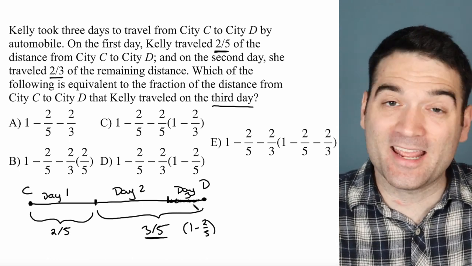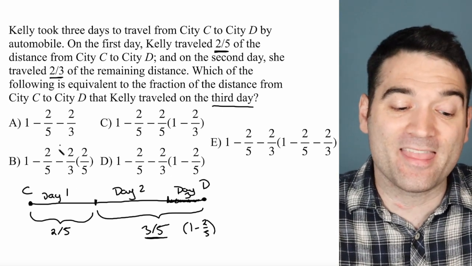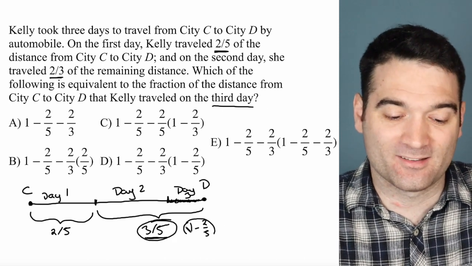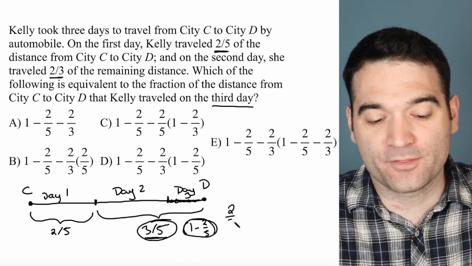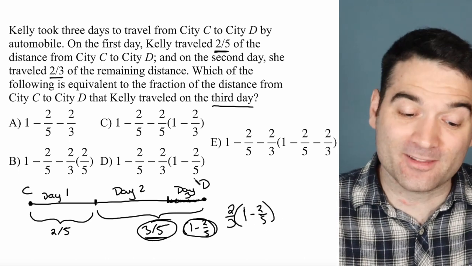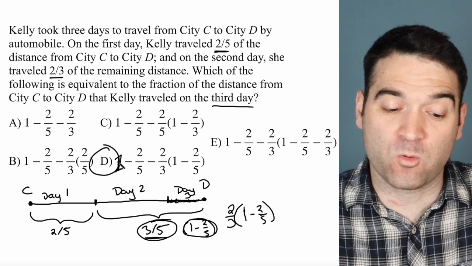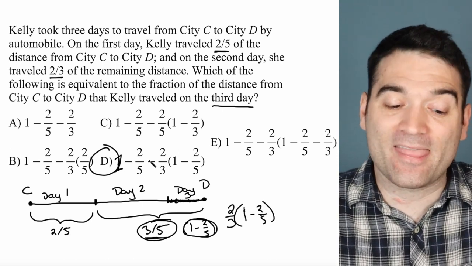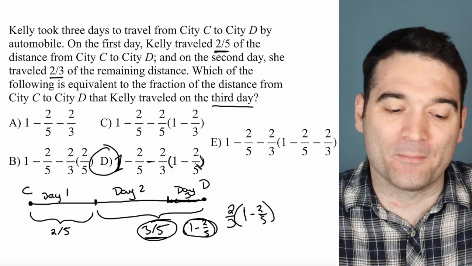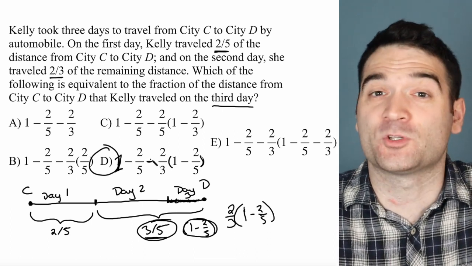Now, to find day 3, we just subtract out day 1 and day 2. We subtract out 2/5 as we do for all of these, and then we subtract out 2/3 of this, or this, right? So I'm going to write that: 2/3 times (1 minus 2/5). And it's very clear then that the answer option that works for this is answer option D, right? Because we started with the whole, we started with 1, we subtracted out day 1, and then we subtracted out 2/3 of what was left, 1 minus 2/5.